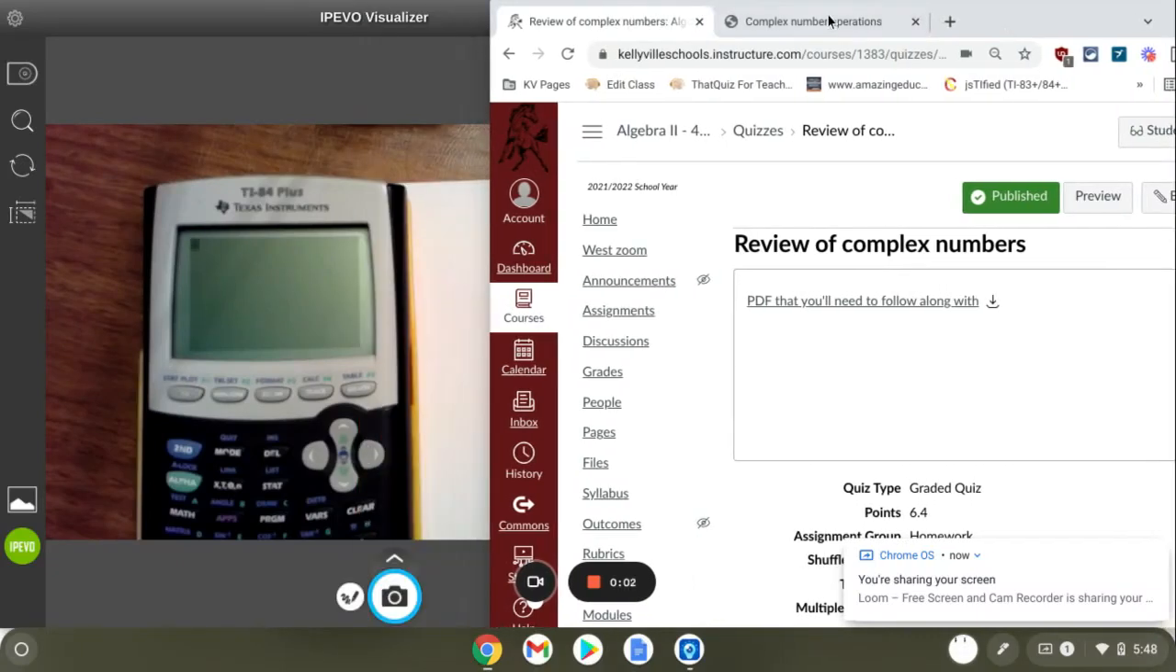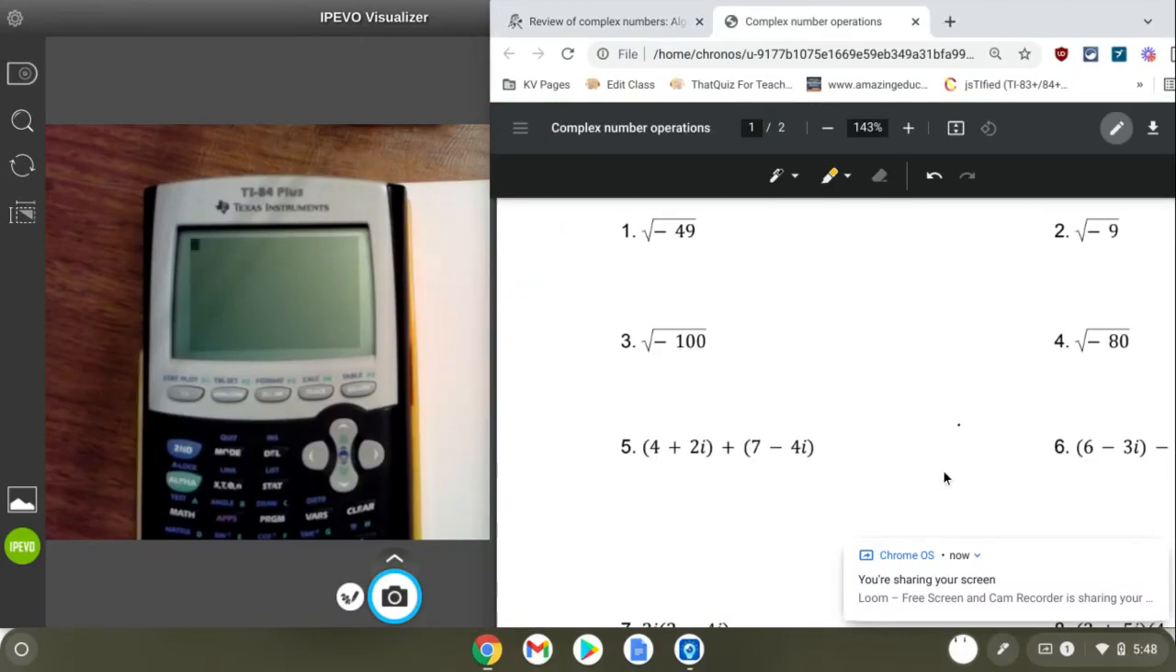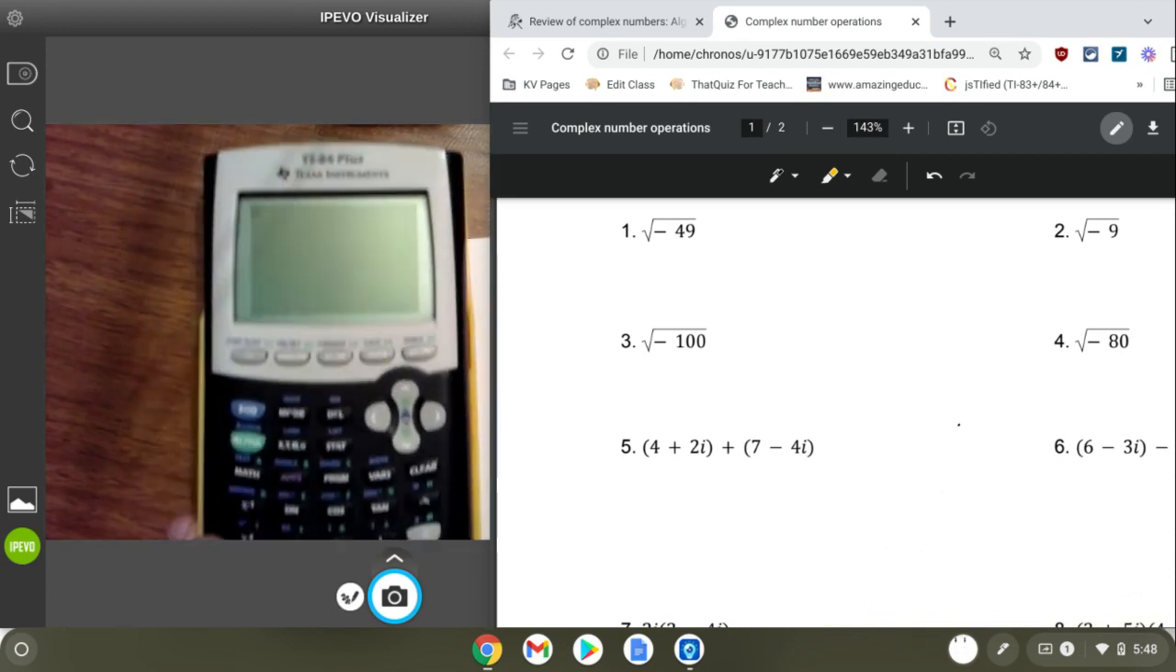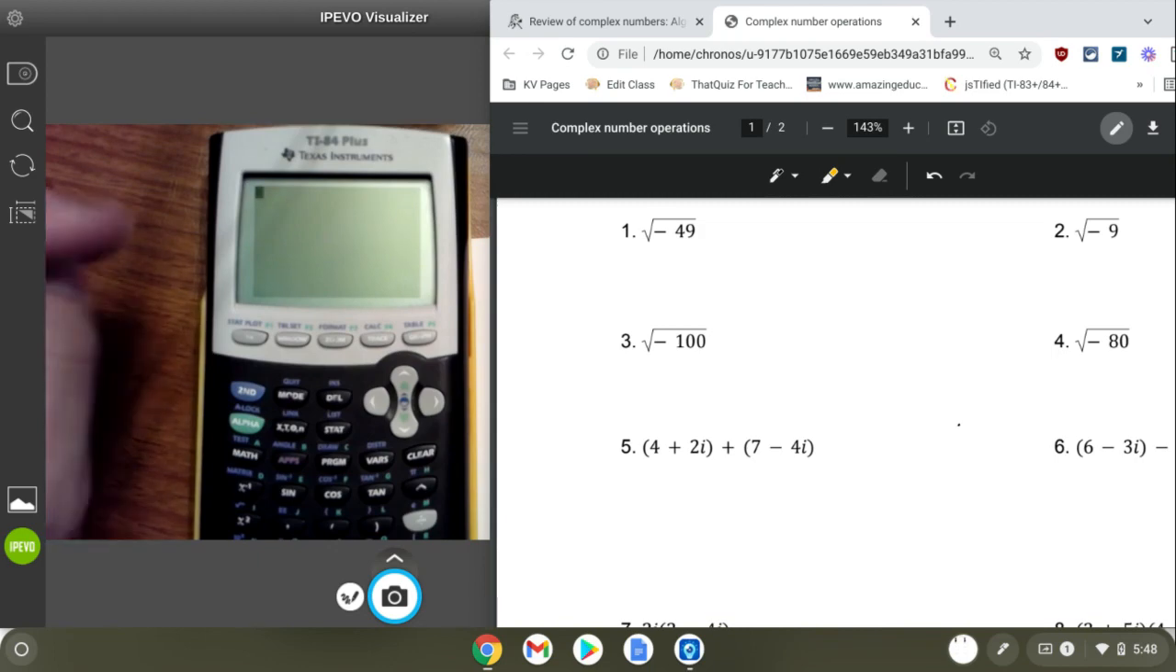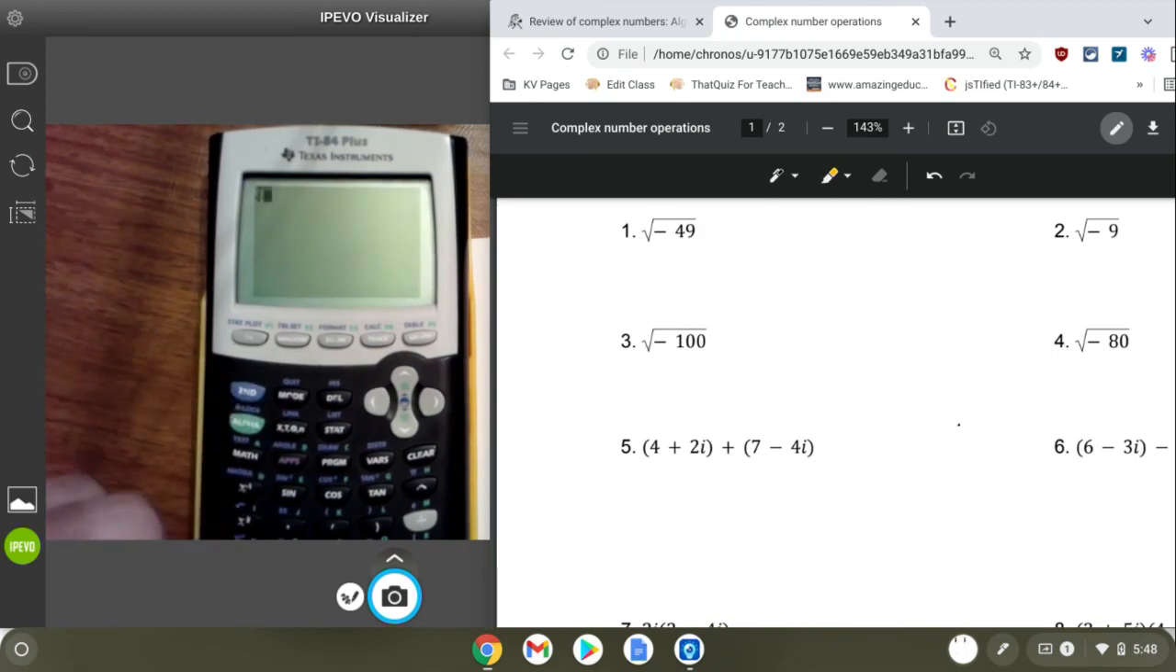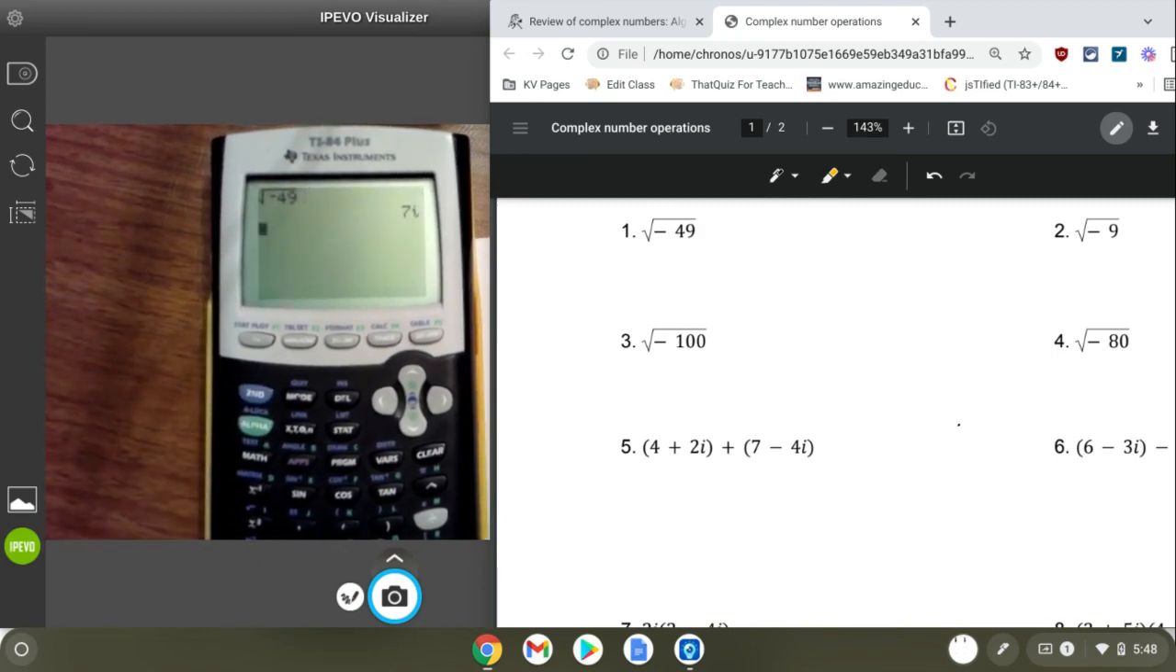All right, so we're going to go through and look at some of these complex number problems, but just using the calculator, okay? So if you take the square root of negative 49, it's going to give you 7i, and that's just because the square root of negative 1 is i, okay?